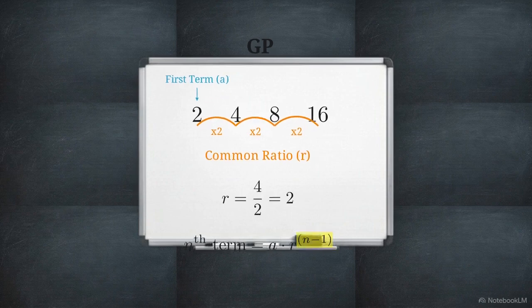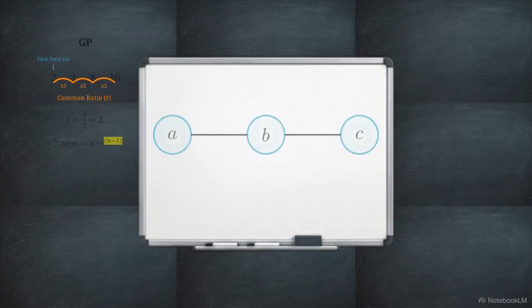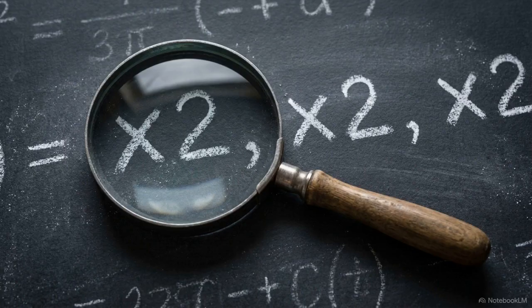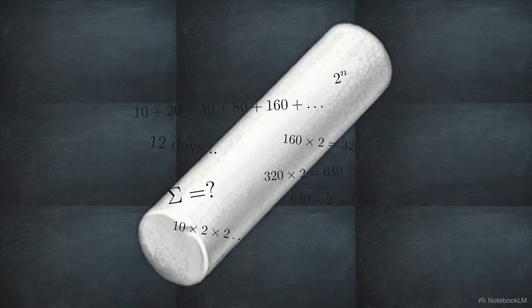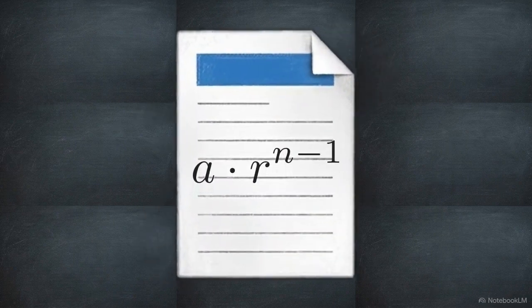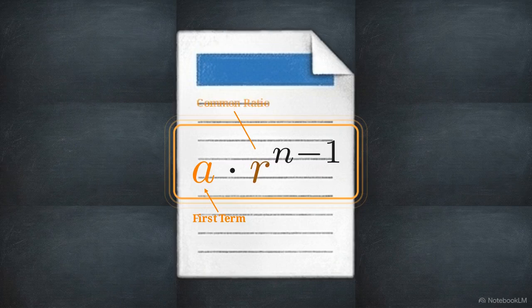We can also see a special property here. If three terms, a, b, and c, are in a GP, the middle term squared equals the product of the first and third terms. The first step in solving sequence problems is always identifying the mechanism. Once you prove a sequence multiplies instead of adds, you can use these GP formulas to compress weeks of manual calculation into a single equation.